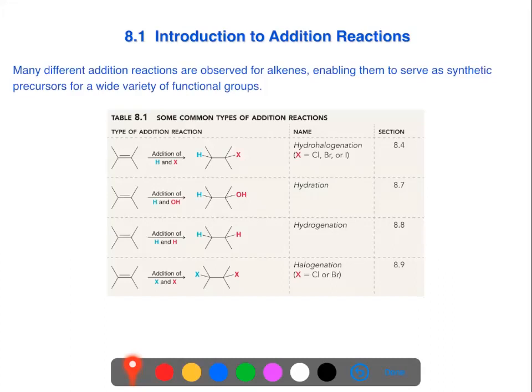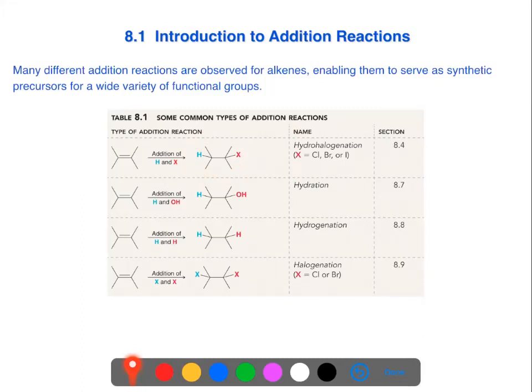Now there are many different addition reactions that we can carry out with alkenes and alkynes for that matter. These are very important when we're carrying out synthesis. They allow us to transform from the alkene to various functional groups. You can see in Table 8.1 some of the common types of addition reactions, specifically the ones that we'll cover. We're going to cover hydrohalogenation, in which we're adding across the double bond a hydrogen and some halogen. In doing so, we're forming an alkyl halide.